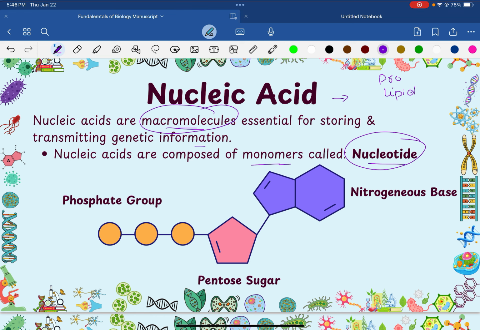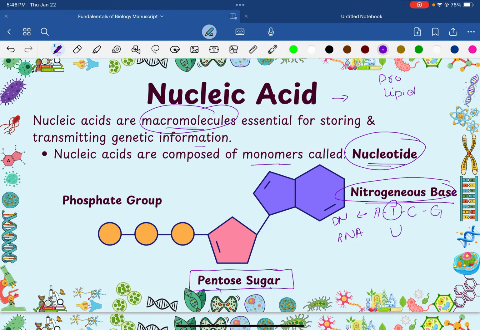So this is the structure of a nucleotide. A nucleotide consists of a pentose sugar, which is a 5-carbon sugar, and a nitrogenous base. This could be adenine, thymine, cytosine, and guanine. In case of RNA, we know that we have uracil instead of thymine. We will discuss this in an upcoming lecture. So a nucleotide consists of a nitrogenous base, the pentose sugar, and the phosphate group.